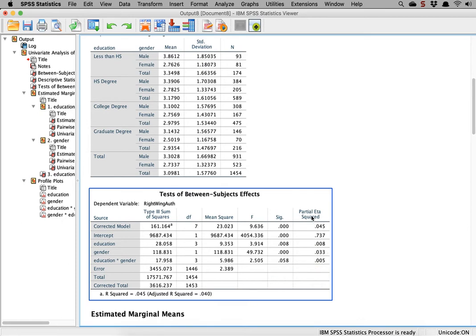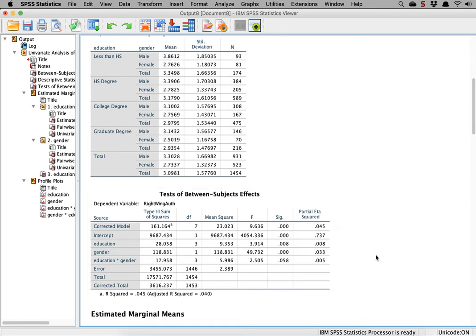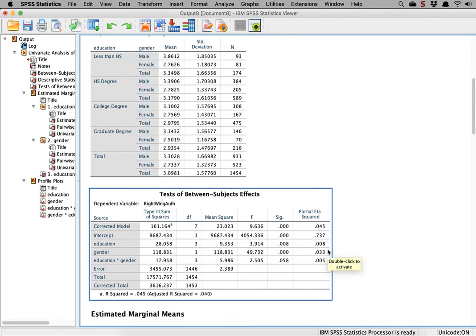But look at the partial eta squares. Remember, this is our effect size estimate, and a partial eta squared is the percentage of variance your factor explains in the DV, controlling for the others. So it's like a squared semi-partial correlation or something like that.